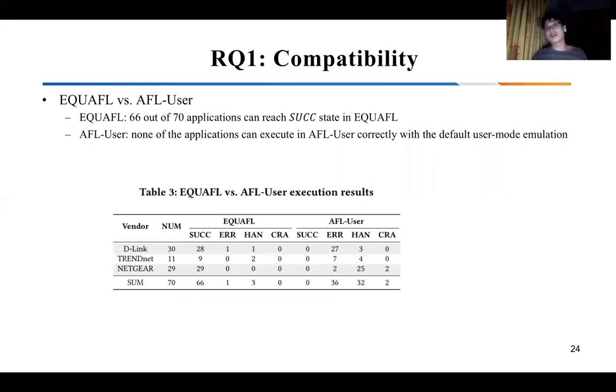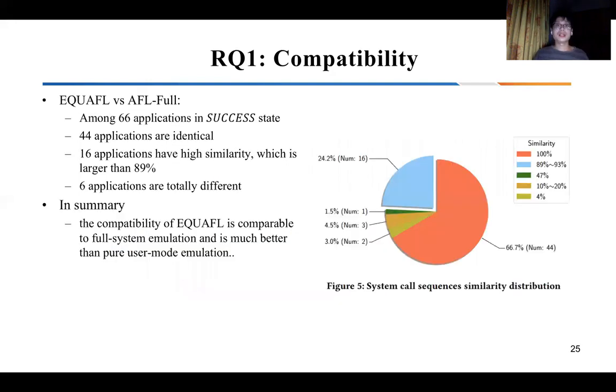And for the compatibility evaluation, we first compared our system with the original AFL, and the results show that our system can correctly execute 46 out of 70 applications. And for the original AFL, none of the applications can be correctly executed. And we also compare the system call trace with that in the full system emulation to prove the correctness of the target application's execution.